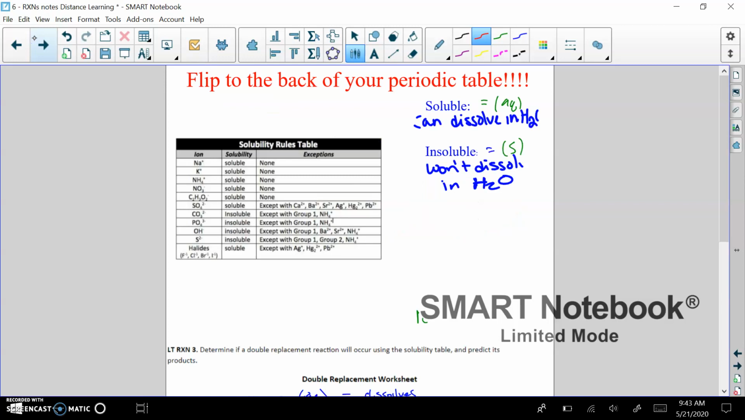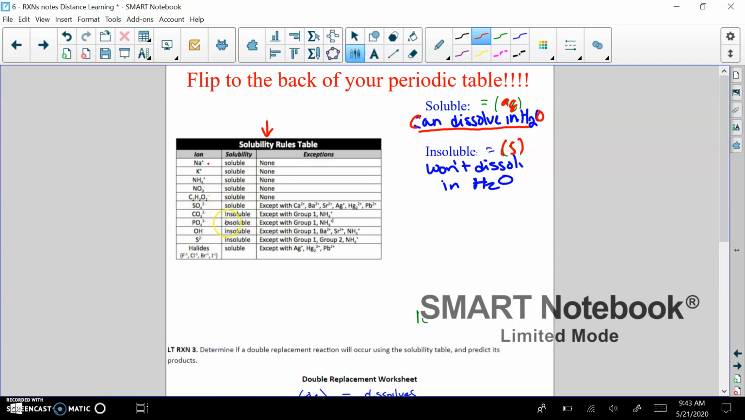All right, so on the back side of your periodic table, here's what the solubility table rules mean. There's two verbiage things that you need to know. Soluble means it dissolves in water. That is an aqueous solution. Insoluble would mean that it's a solid. It won't dissolve in water. So if you look at this, there are just some rules. Sodium ion is always soluble. There are no exceptions. Potassium soluble means it will be AQ.